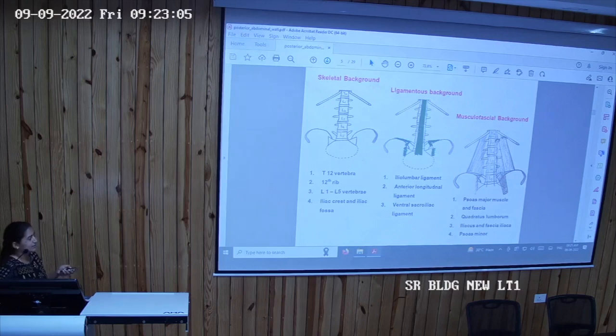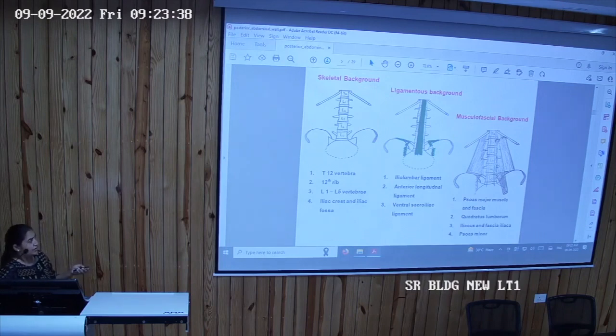So what are the ligaments? I guess you have already heard the names of these ligaments. Iliolumbar ligament, anterior longitudinal ligament, ventral sacroiliac ligament. So the anterior longitudinal ligament is a ligament that is extending in between the vertebral bodies, on the anterior surface of the vertebral bodies. This green color ligament shown on the vertebral bodies, this is the anterior longitudinal ligament. So in the whole of the vertebral column, the anterior longitudinal ligament extends onto the vertebral body.